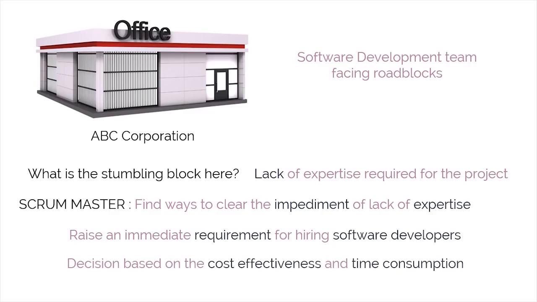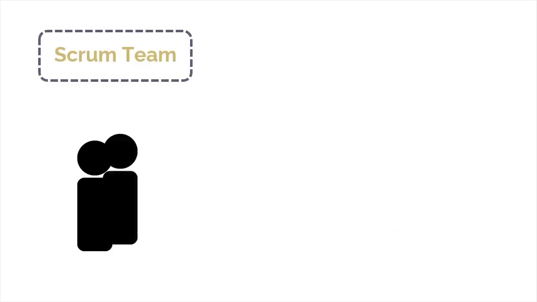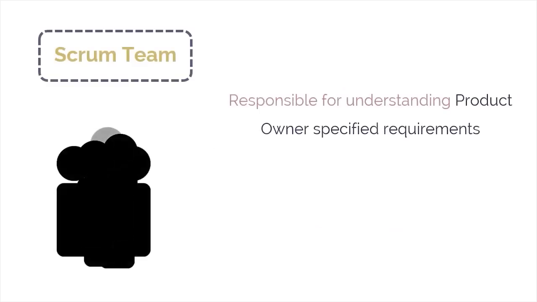Finally, it's now the turn of the Scrum team. They actually do the work. The Scrum team is the group or team of people who are responsible for understanding the requirements specified by the product owner and creating the deliverables of the project. So, considering the earlier example, the software development team, either with newly recruited experts or with newly acquired training, will proceed in accordance with the requirements set by the product owner.